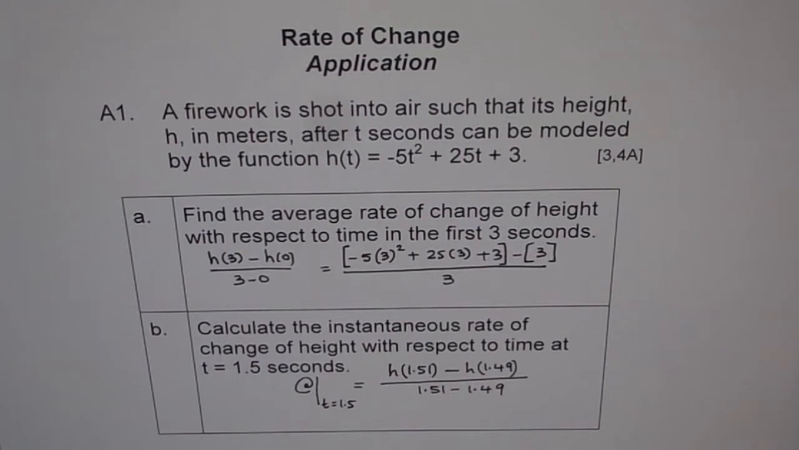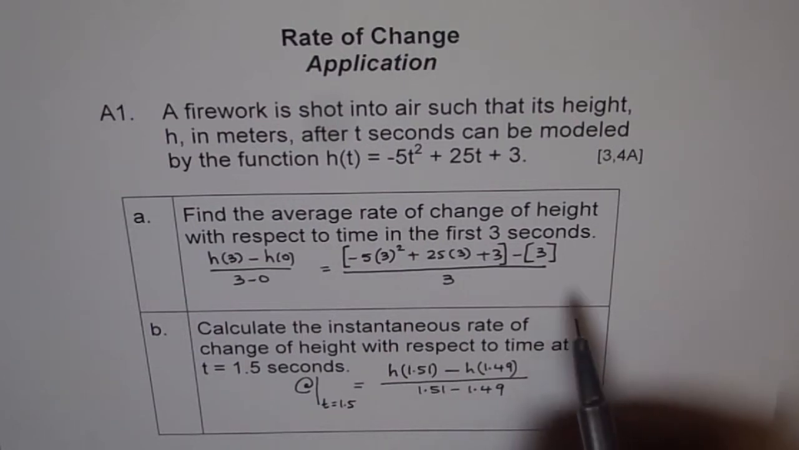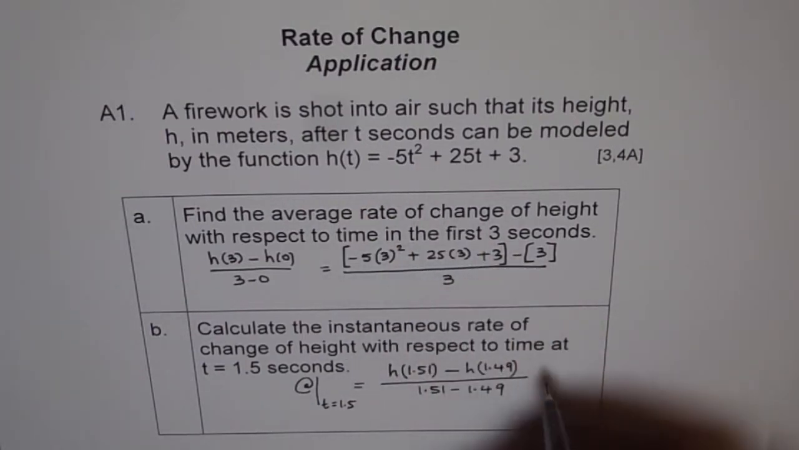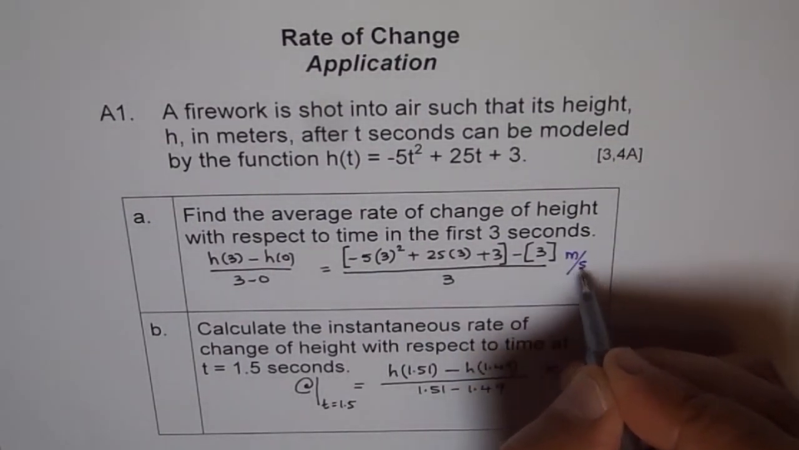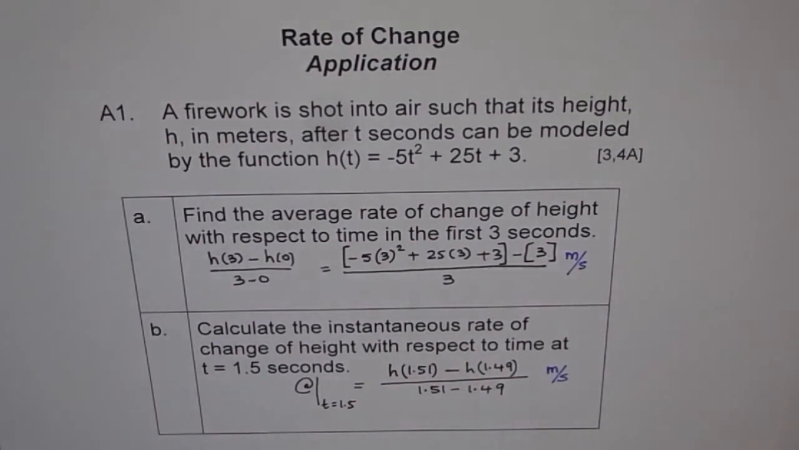One important thing which you should not miss here is units. So the units are height is in meters and time is in seconds. So write your answer in units. Meters per second, which is same for both average and instantaneous rate of change. Remember these things. Otherwise, you could lose another 0.5 marks. I hope you understand. Okay?